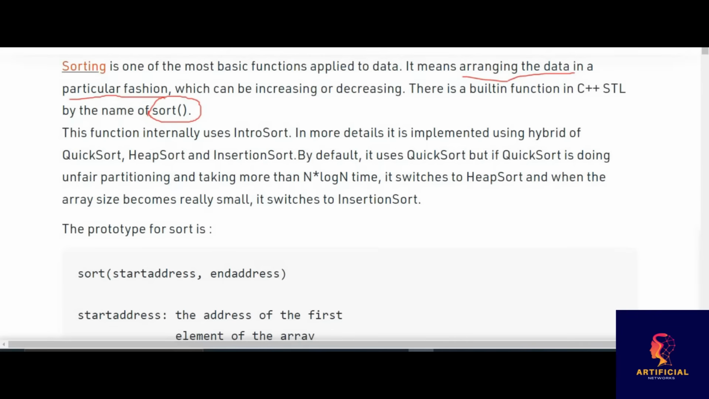This function internally uses introsort. In more detail, it is implemented using a hybrid of quicksort, heap sort and insertion sort. By default it uses quicksort, but if quicksort is doing unfair partitioning and takes more than n log n times, it switches to heap sort, and when the array size becomes really small, it switches to insertion sort. So basically this sort is a hybrid of three sorts: quicksort, heap sort and insertion sort, and it applies them according to the complexity of the data.